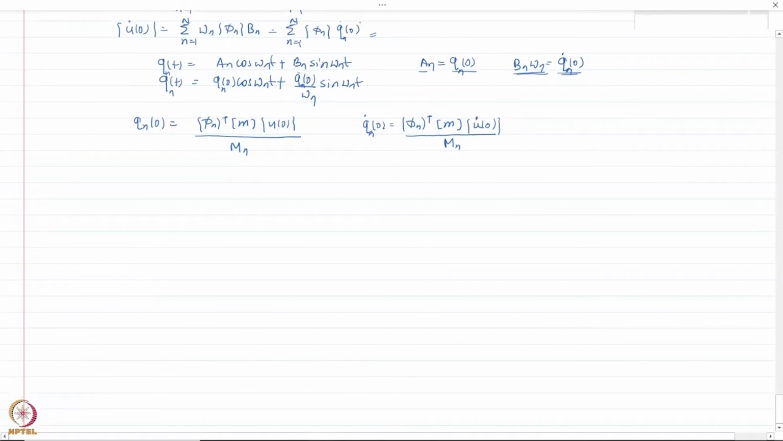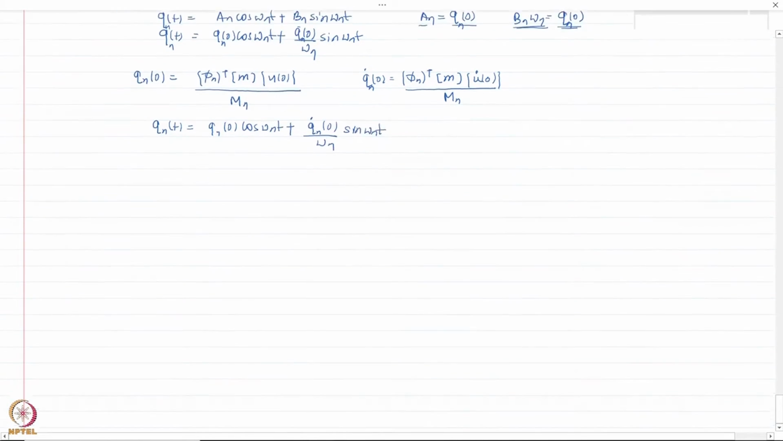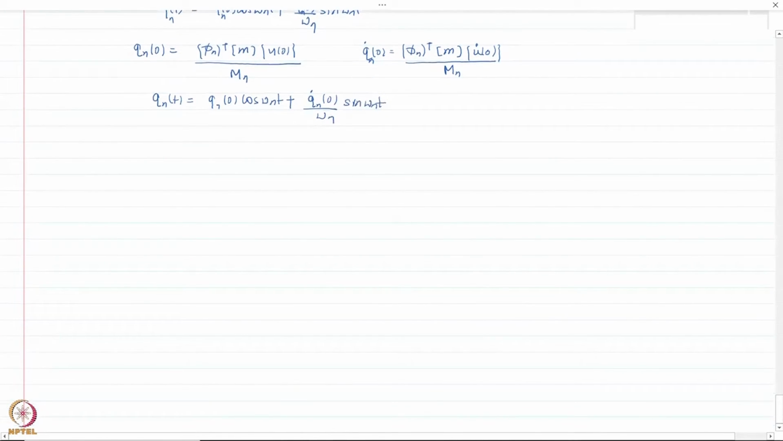And once we have that, then the expression for qn of t is known, with sin omega n t. And once qn of t is known, then we can do that for each and every mode, and we can find out the total response using this summation that we had derived. So this is basically n equal to 1 to n, phi n times qn of t.